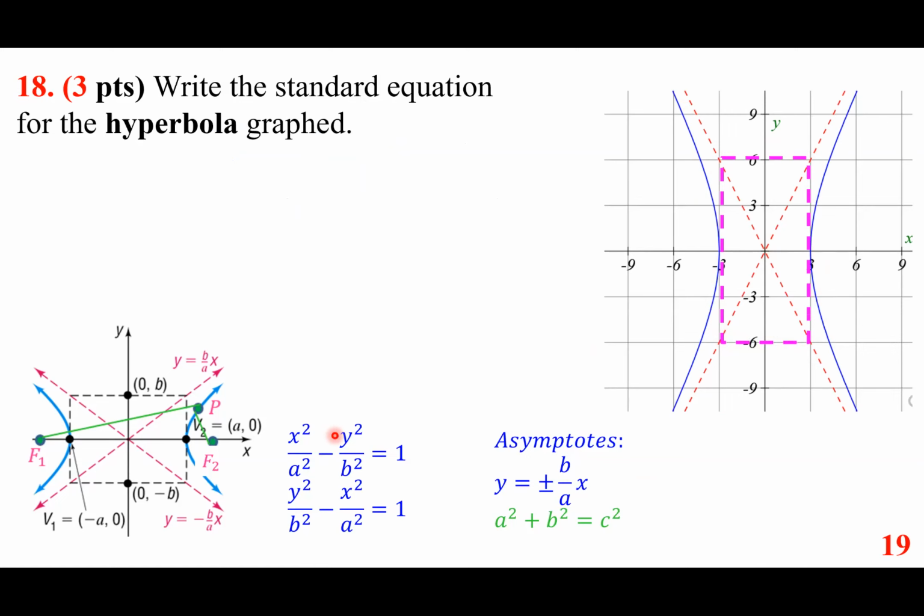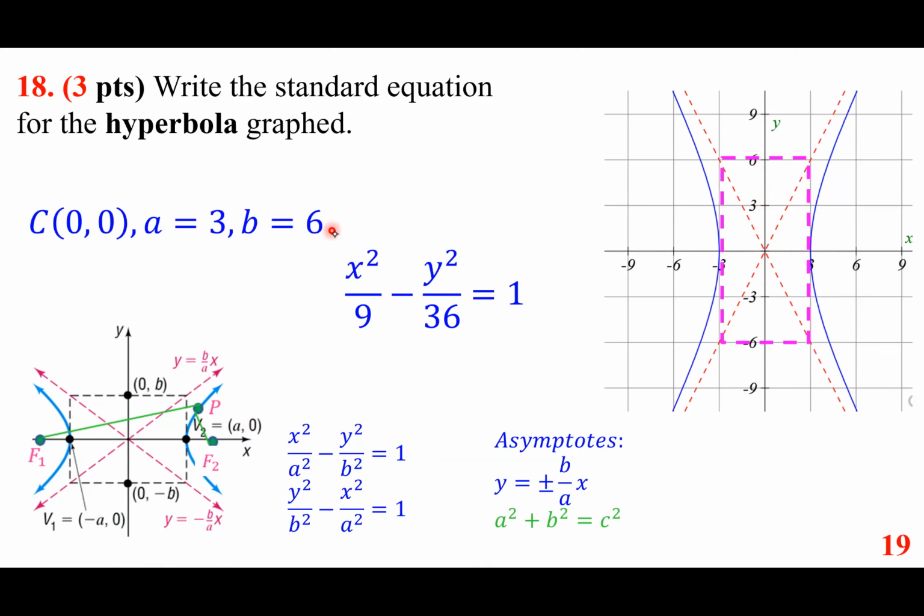And this distance gives us A. Centered at (0, 0), this distance gives us A. This distance gives us B. A is 3, B is 6. And so simply put, x squared over a squared or 9 minus y squared over b squared or 36 is 1. So this fundamental rectangle helps us find those points. And again, look at the diagonals.